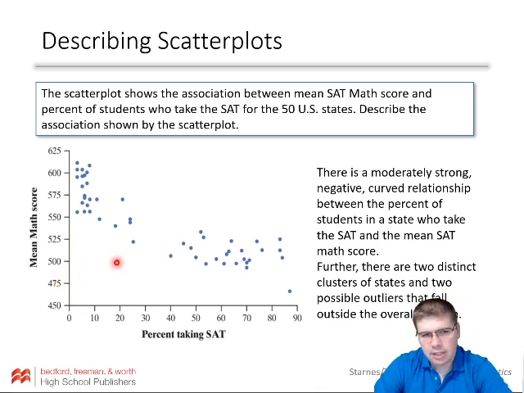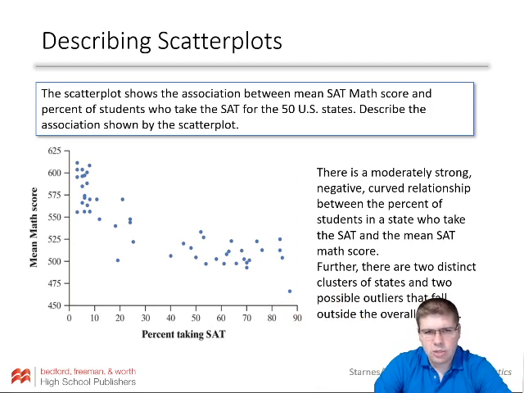But at that particular x value, that particular percent taking the SAT, we had a really low y value compared to the rest of the pattern, what we would expect. And then this one as well, we have a very high percentage taking the SAT, but a very low math score on that. We would not have predicted that. We would have predicted something up here. So something far away from predicted is what we're looking for with outliers.